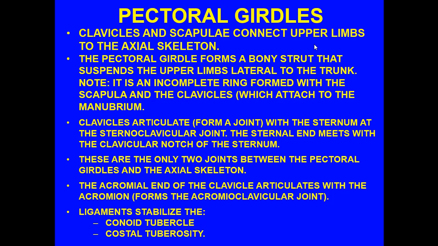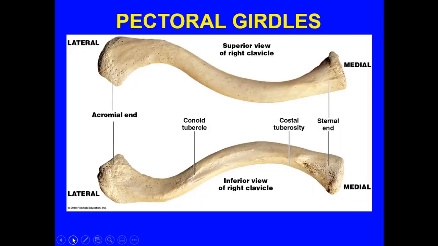The clavicles articulate, in other words form a joint, with the sternum at the sternoclavicular joint. This is where the sternal end meets with the clavicular notch of the sternum. There are only 2 joints between the pectoral girdles and the axial skeleton. The acromial end of the clavicle articulates with the acromion, which forms the acromioclavicular joint. The ligaments stabilize the conoid tubercle and the costal tuberosity.